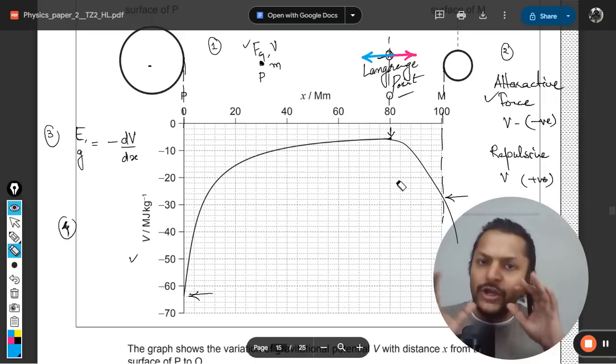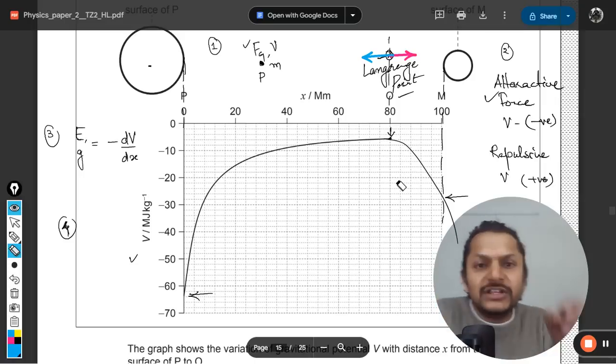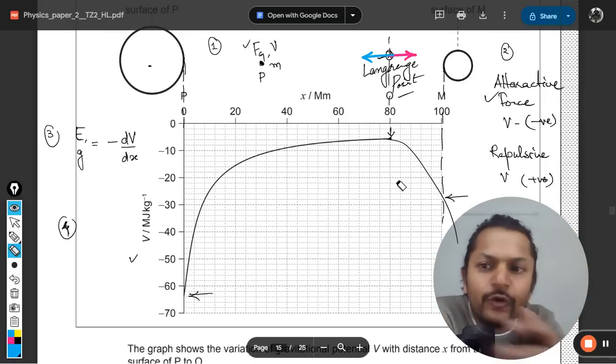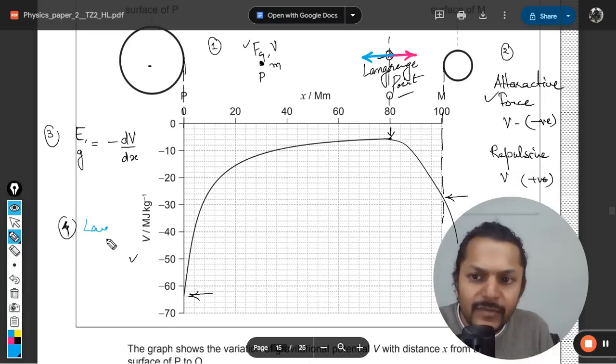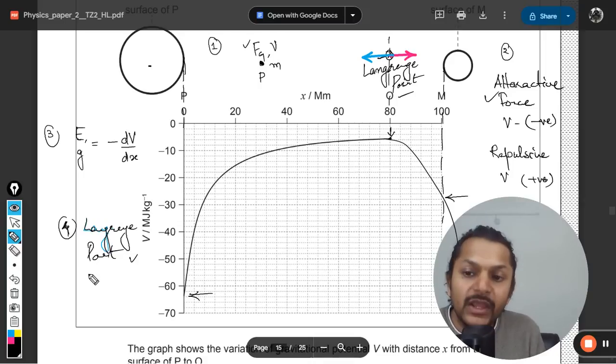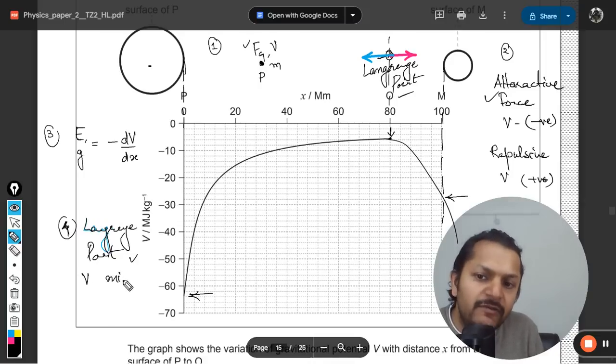Anyways, let us now concentrate on the question only. So this is the Lagrange point. So the point number four that I want to tell you here that you must note is that at the Lagrange point, the potential is having minimum value in magnitude.